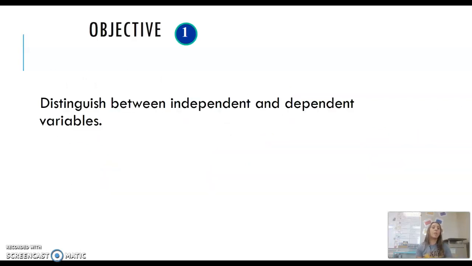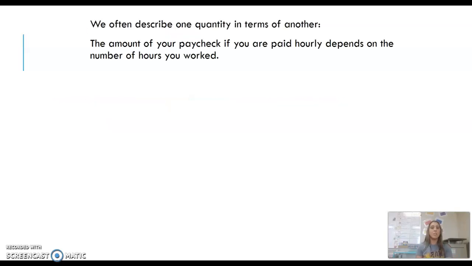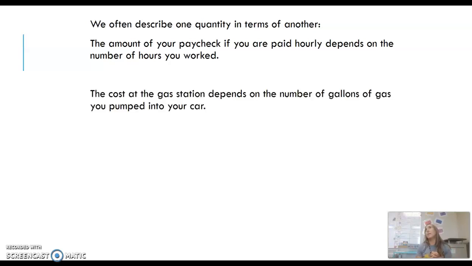All right, so now here's our first objective. You don't need to write this. We're going to distinguish between an independent and a dependent variable. So we often describe one quantity in terms of another. The amount of your paycheck, if you're paid hourly, depends on the number of hours you worked. So this is something that we see in the real world. How about the cost of the gas at the gas station depends on the number of gallons you're going to use in your car? So that kind of thing happens.